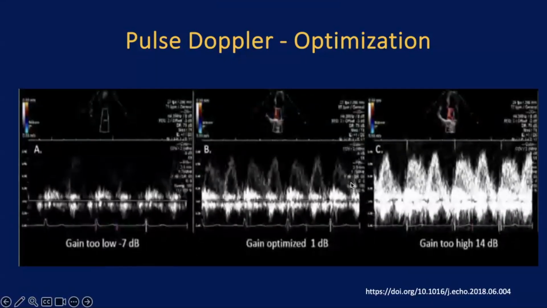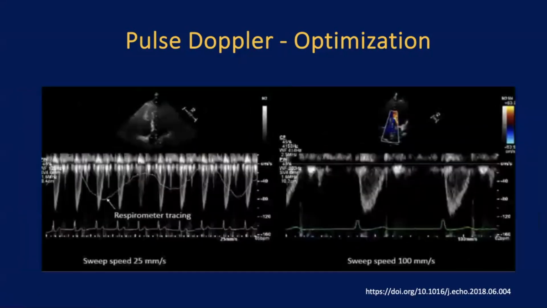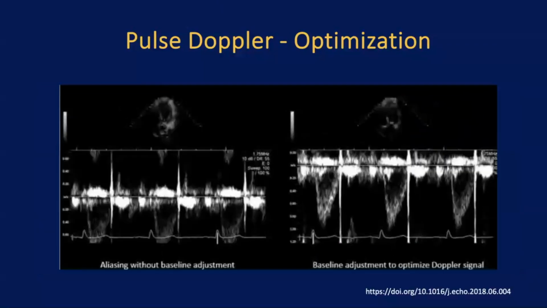Also, the gain should be optimized so we can see the crisp modal velocity and we can trace it for our VTI. And the sweep depends on the need, but the longer sweep is always beneficial, and we will see some examples. Even if the patient does not need it, if you take a longer beat, you will know more information than nothing. The baseline is always important.